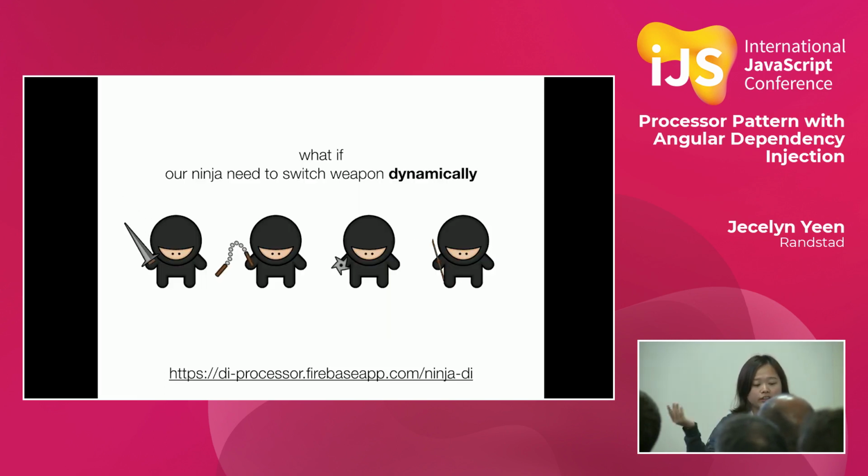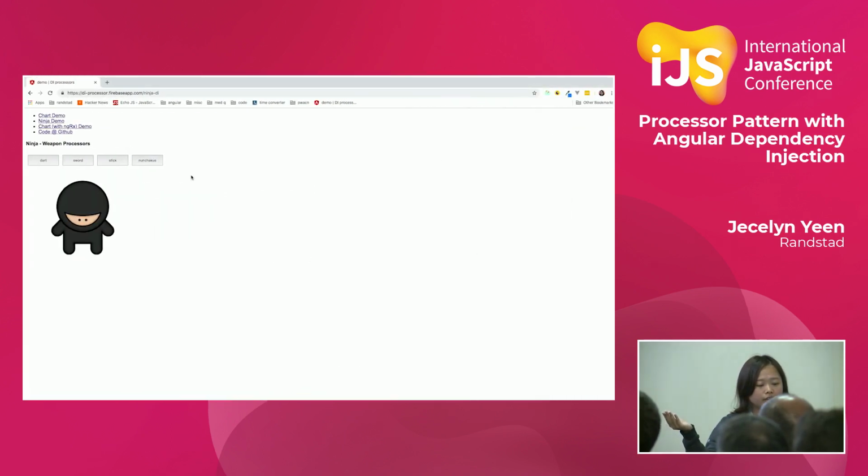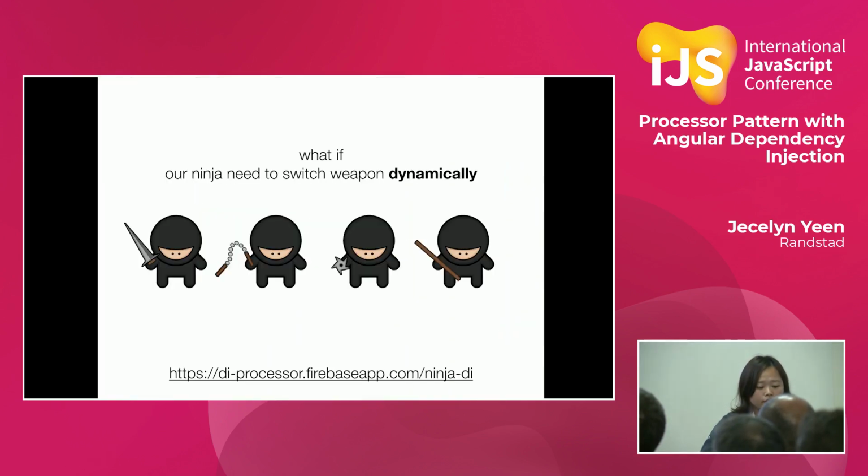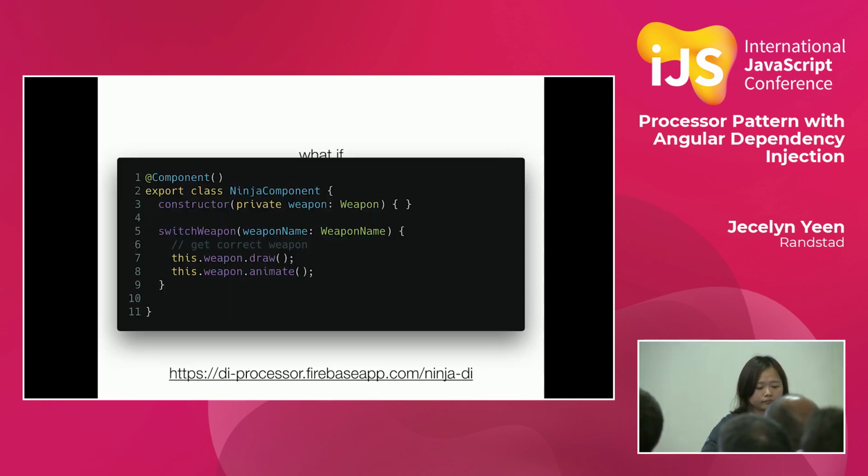So what if our Ninja needs to switch weapons dynamically? For example, I want to do something like this. I have a Ninja. The sword, stick, and nunchucks are all different services. I want to change it dynamically when we run the application. This is where we can use something called the processor pattern with Angular DI.